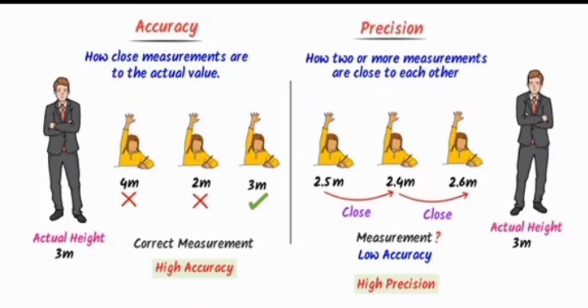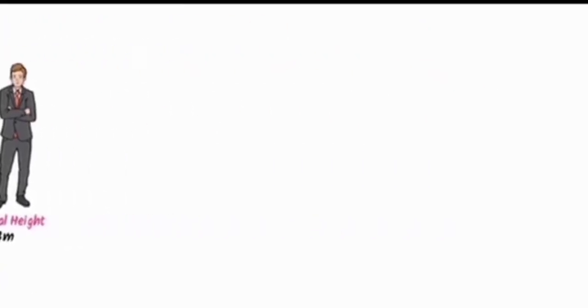Now I will teach you some questions based on the concept of accuracy and precision. Let's consider that a scale measures the mass of an apple as constantly as 0.5 kg.